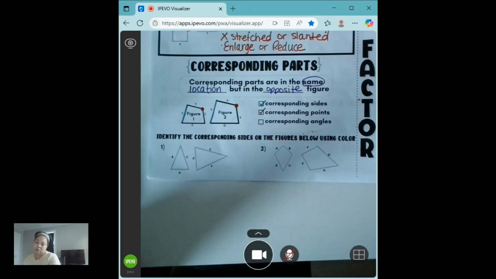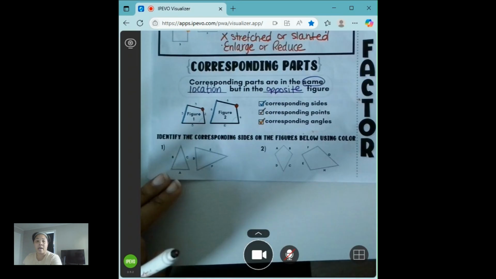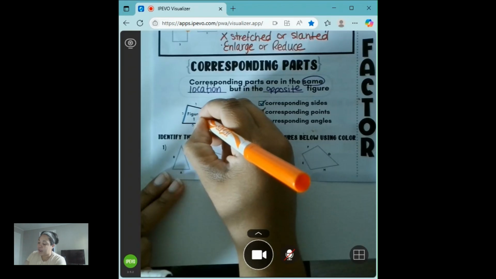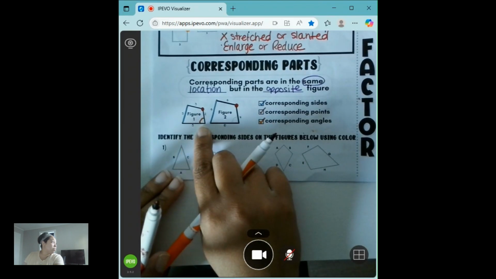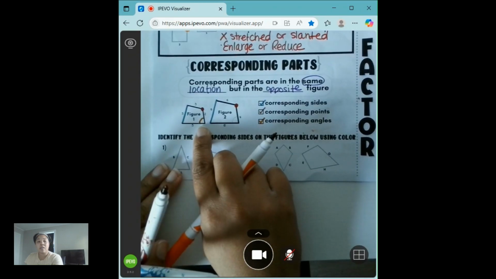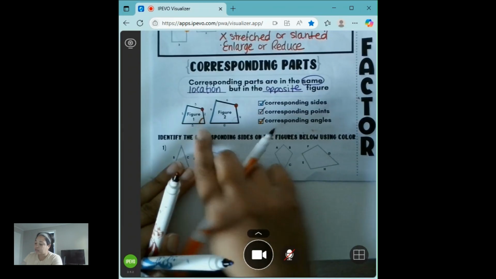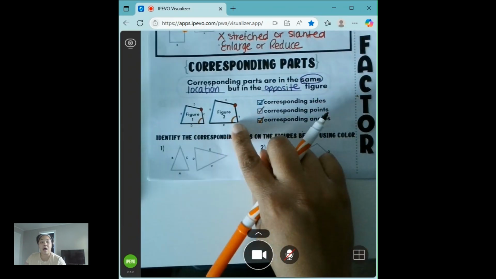Now, corresponding angles work the same way. Angles are the measures inside the shape. So if I'm looking at this angle measure down here in the shape, in the bottom right corner, the corresponding angle to this one will have to be the exact same location on the bottom right corner as well.